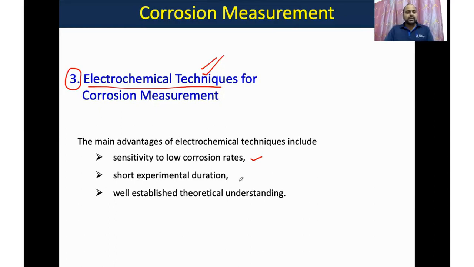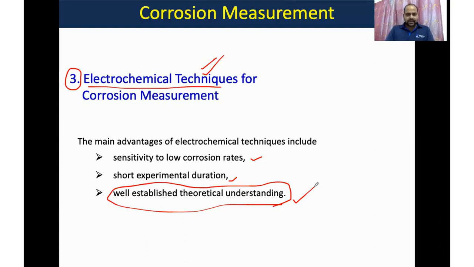Another point is short experimental duration. Here within hours or even sometimes in minutes we can get the data of corrosion, while in other cases you have to wait sometimes days, sometimes months or years. And the third point, see, we have already gone through electrochemistry analysis, and electrochemistry is a well-known topic. The fundamentals are very much established, so each and every kind of analysis can be easily performed and understood, right? So therefore we are going to focus on the electrochemical technique for corrosion measurement.